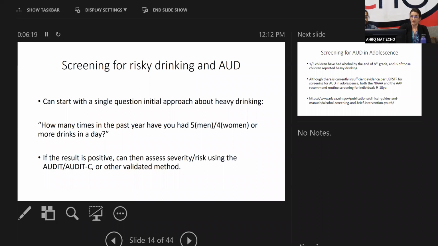So for screening for risky drinking and alcohol use disorder, you can start with a single question approach about heavy drinking. And that from NIH is, how many times in the past year have you had 5 for men or 4 for women or more drinks in a day? And you see that's right above the cutoff of what their definition is for low risk drinking. If they answer positive, then you would follow through with assessing the severity of their risk using a validated method such as the AUDIT or AUDIT-C.